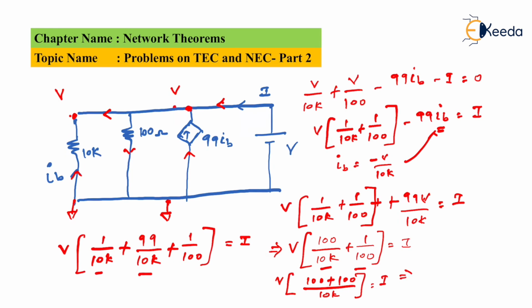Now if I take the ratio of V by I, I get RTH. If you solve this, you'll get 50 ohms. So the value of RTH comes out to be 50 ohms.